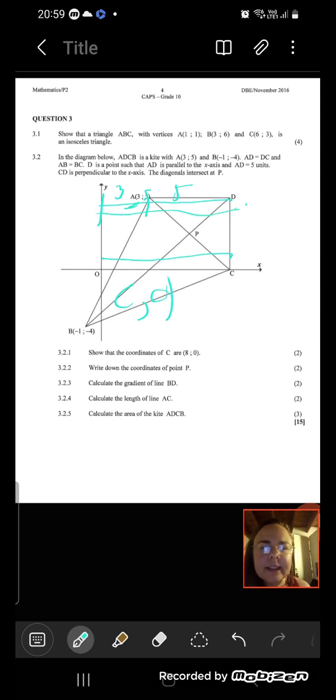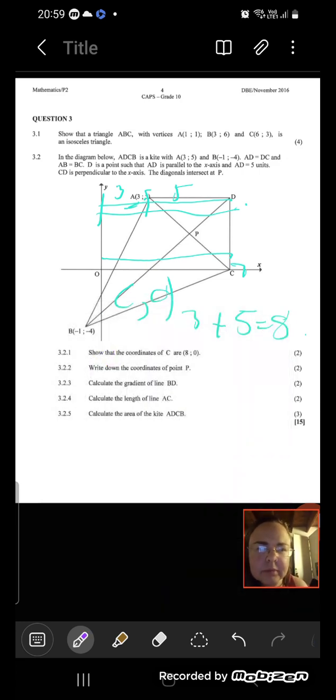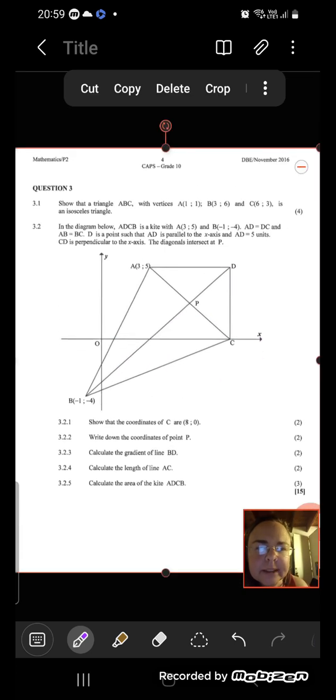So the length of this line would be 3 plus 5, which is 8. And because it's perpendicular, it's not going off at some weird tangent. So it's not doing this and it's not doing this. Because it's perpendicular.